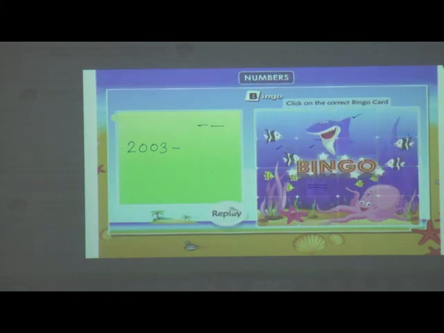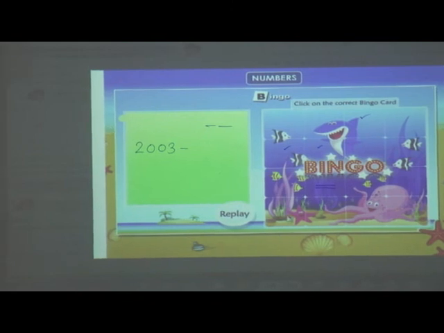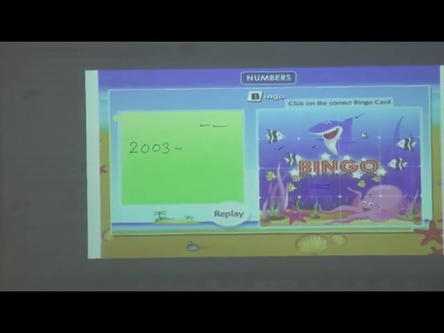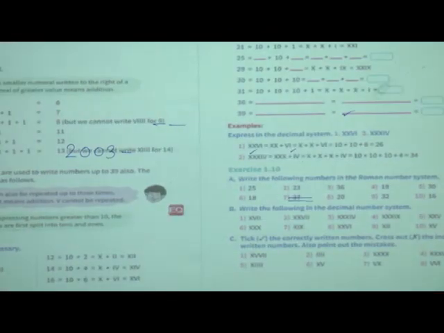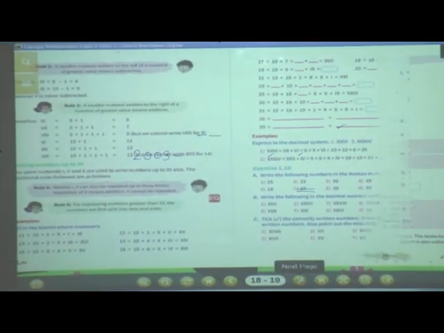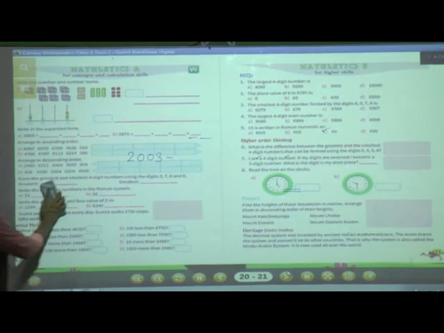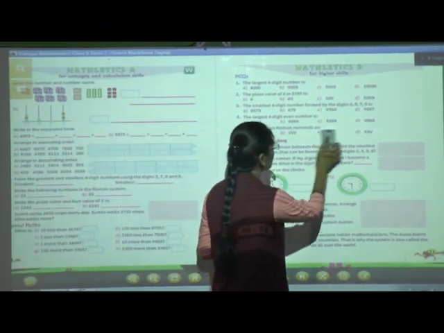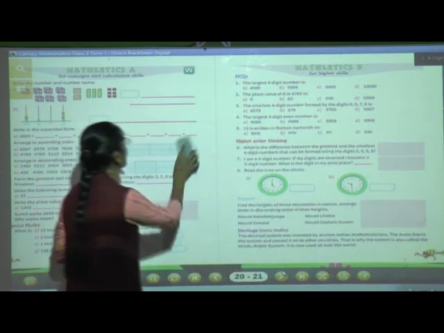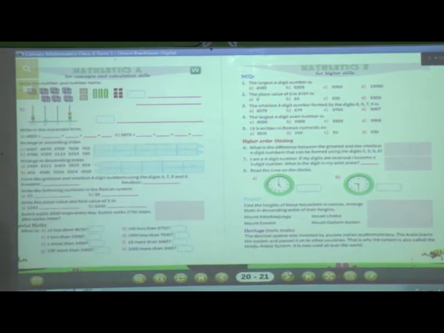Yes students, see, all our answers are correct. So we got here one bingo. All answers you gave me were correct. So clap for yourself. Very good. Now it's time to solve a worksheet. Now I will show you one worksheet and one by one we will solve all the questions.